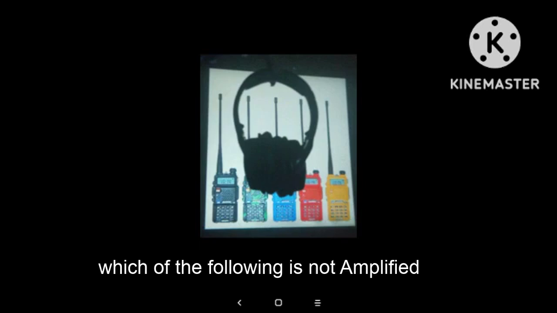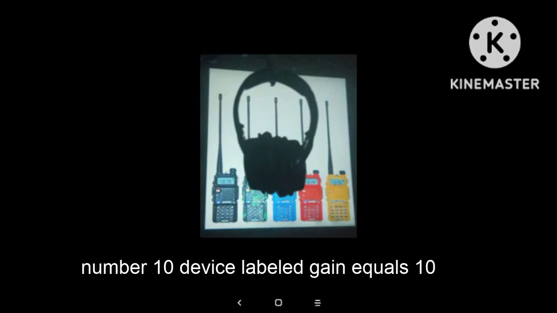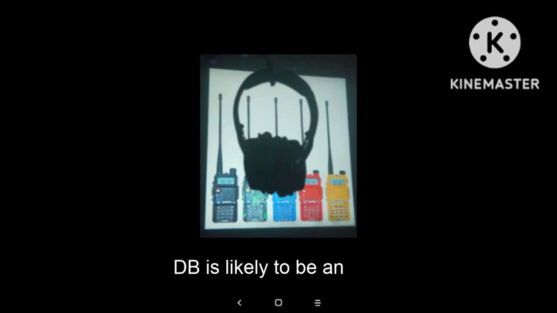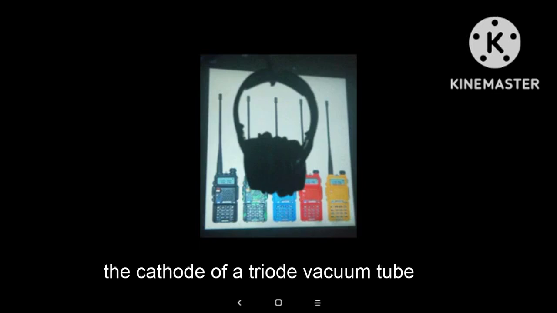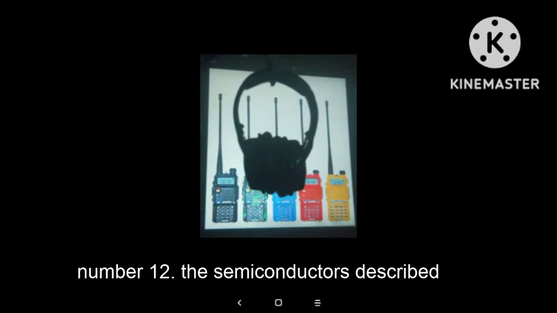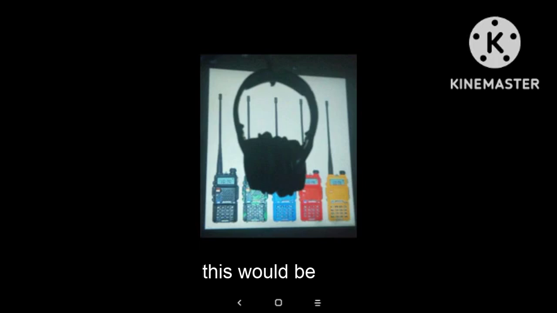Number 9. Which of the following is not amplified by an amplifier? Resistance. Number 10. A device labeled gain equals 10 dB is likely to be an amplifier. Number 11. In a bipolar transistor, the blank compares closest to the cathode of a triode vacuum tube. Emitter. Number 12. A semiconductor is described as a general-purpose audio NPN device. This would be a bipolar transistor.